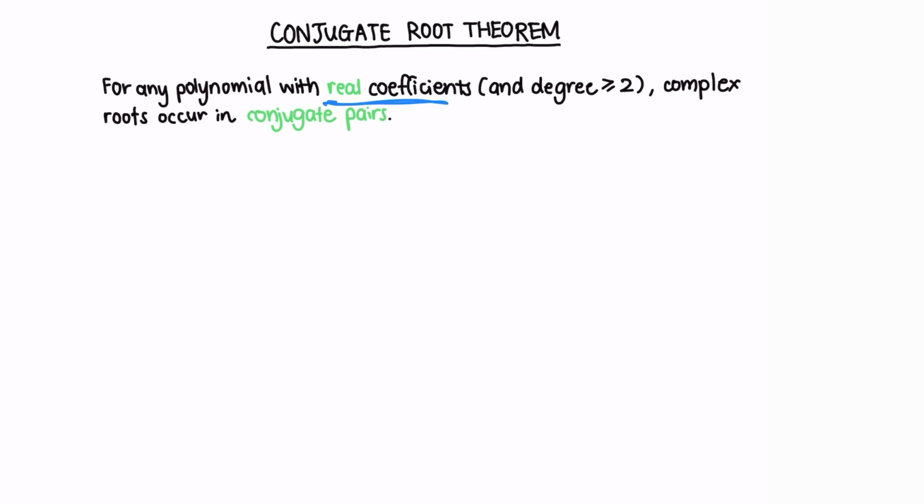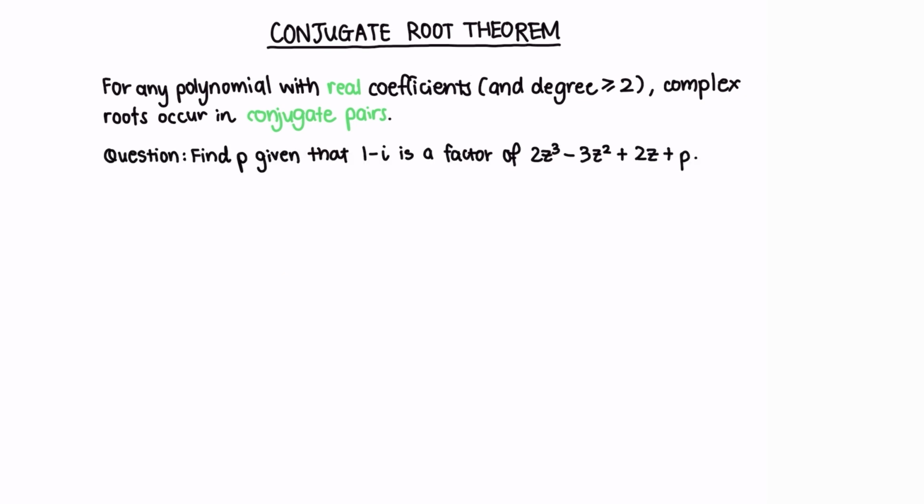Real coefficients. A polynomial like this will have real coefficients because all the coefficients are real. Something such as this does not have real coefficients. So this means that the conjugate root theorem does not apply for those with imaginary coefficients. However, for most questions, they will not give you imaginary coefficients because they want you to apply the conjugate root theorem. So this condition over here, with real coefficients and degree more than or equal to 2, just be sure to take note.